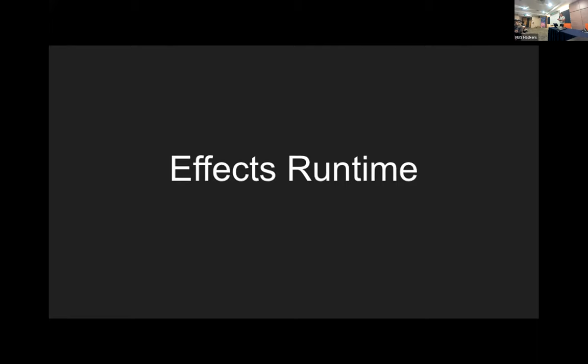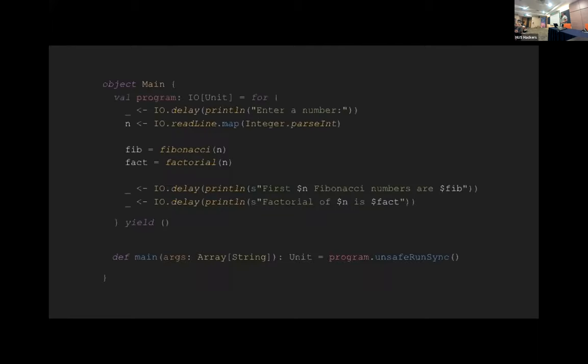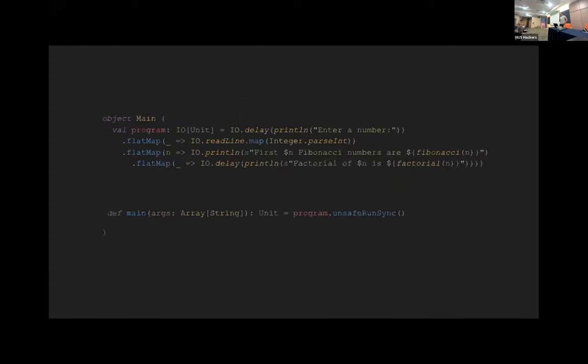I think it'd be easier to explain if I show you a piece of code in Cats Effect. So this is a piece of code in Cats Effect, the kind of code you'd probably write in your 101 class. What it does is it prompts the user for a number, parses the number, and then prints the Fibonacci numbers all the way down to n, which is a list of numbers, and also the factorial of n. So pretty simple code. I also want to quickly explain why this is. Sorry.